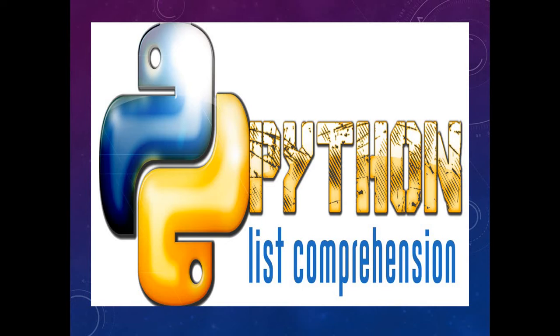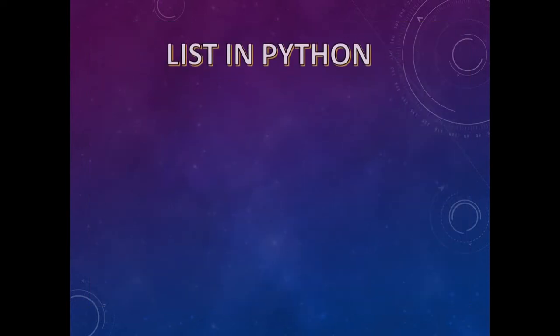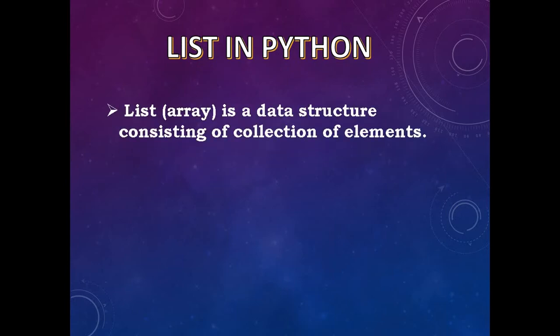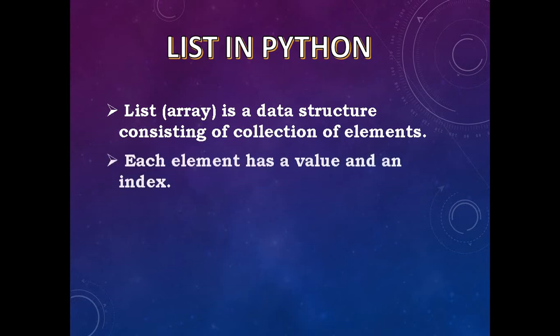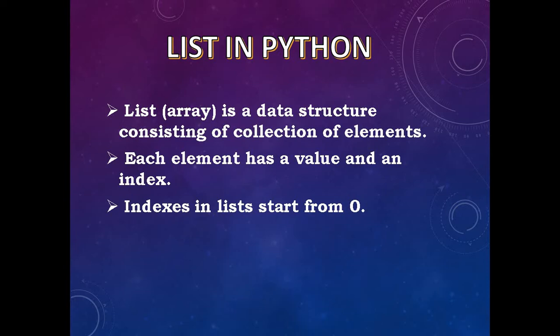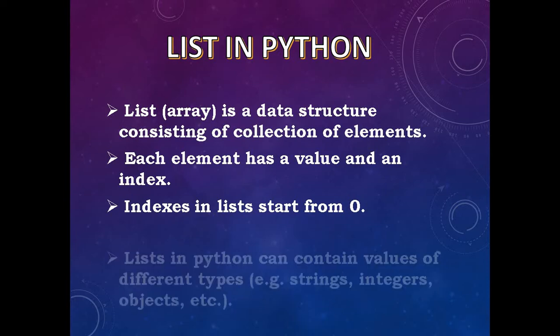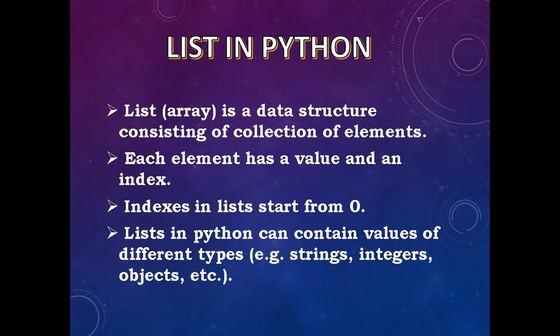Hi everyone, in this video we will discuss lists in Python. A list is a data structure consisting of a collection of elements. Each element has a value and an index. Index in a list starts from 0. Lists in Python can contain values of different data types like strings, integers, objects, etc.